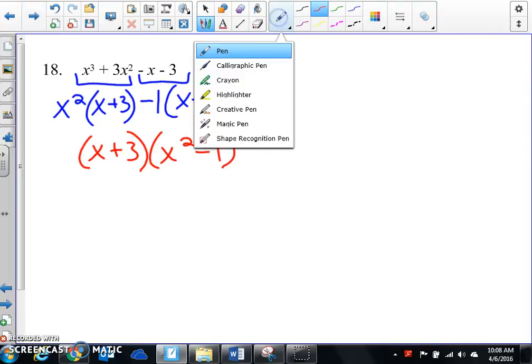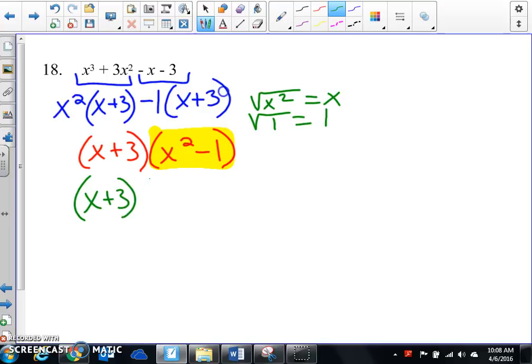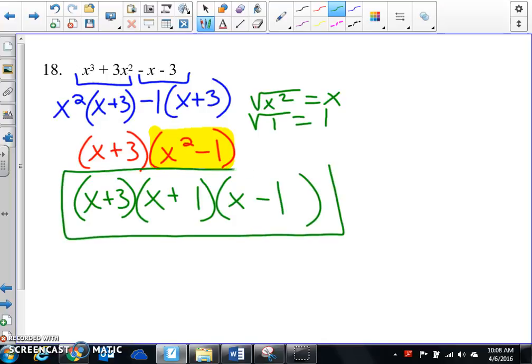And then be careful. Don't be this person. This is a difference of perfect squares because the square root of x squared is x, and the square root of 1 is 1. Therefore, I drop down my x plus 3, put my x's, put my 1's, 1's a plus, 1's a minus. That is completely factored.